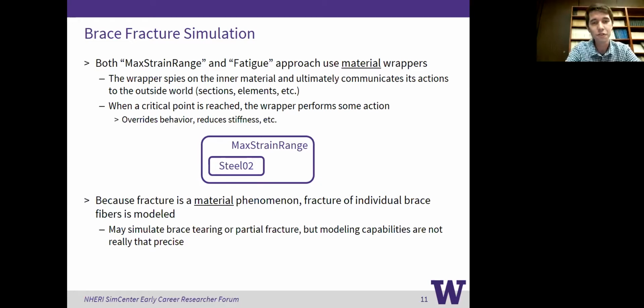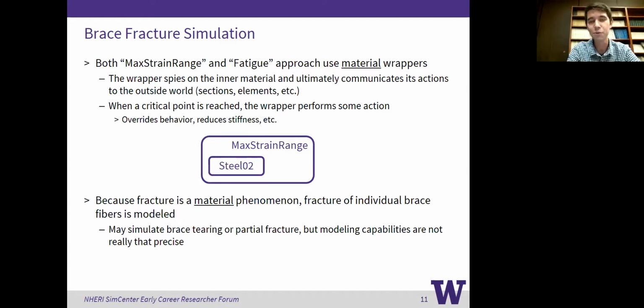So when a critical point is reached, so say you've reached the maximum strain range or you've hit your fatigue criteria, the wrapper performs some sort of action. And so it either overrides the behavior, reduces the stiffness somehow, and we'll see that maybe we can do more with that. And so that's actually simulating fracture at the fiber level then.